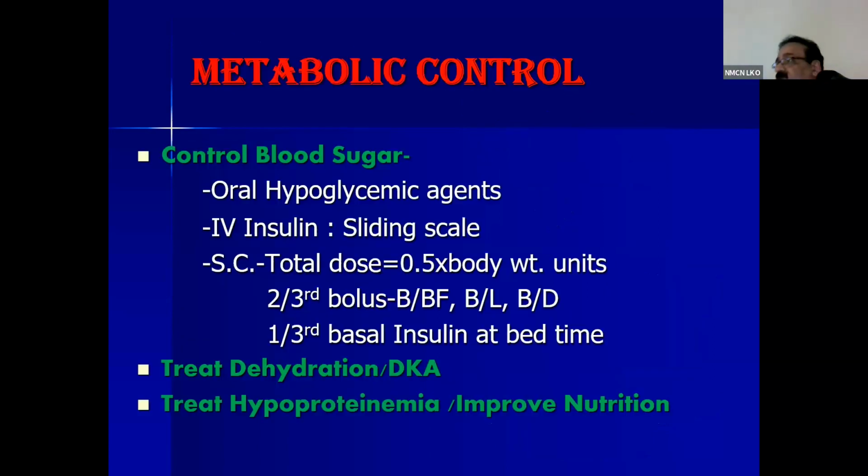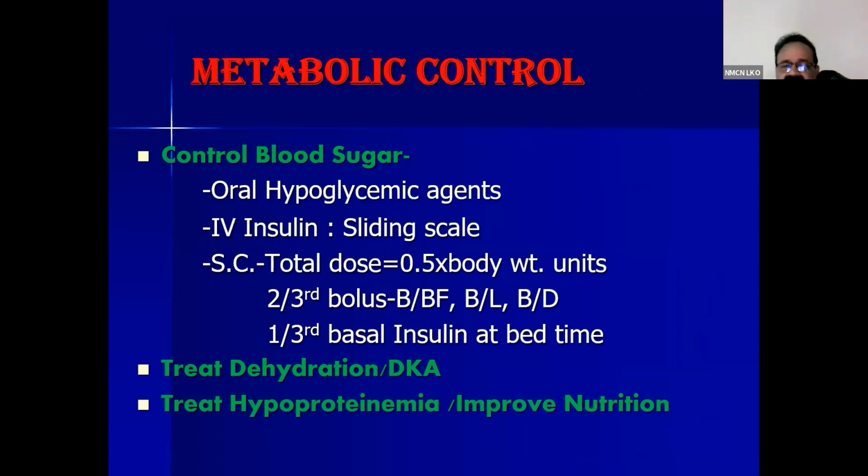Then comes the metabolic control. This is also important. You do whatever, but if you're not going to control the blood sugar of the patient, then probably the ulcer is not going to heal. So take care of that. You can refer to a diabetologist. And if there is dehydration or diabetic ketoacidosis, take care of it. Hypoproteinemia and nutrition to be looked after.